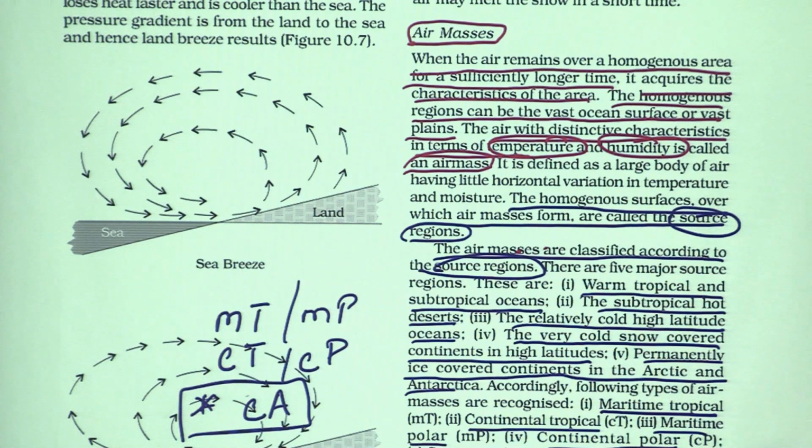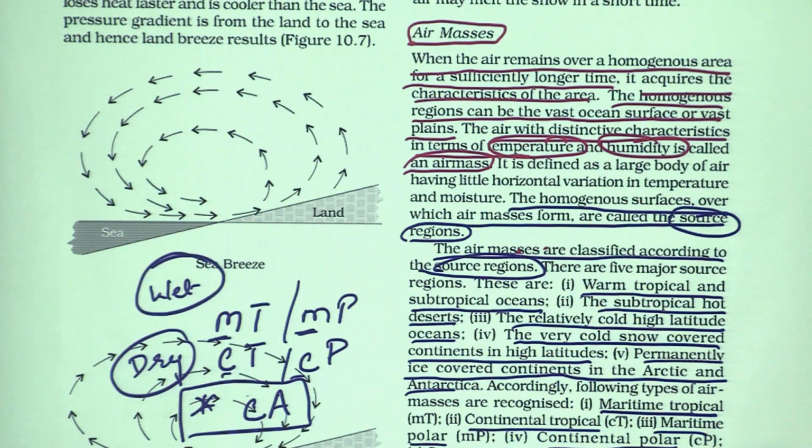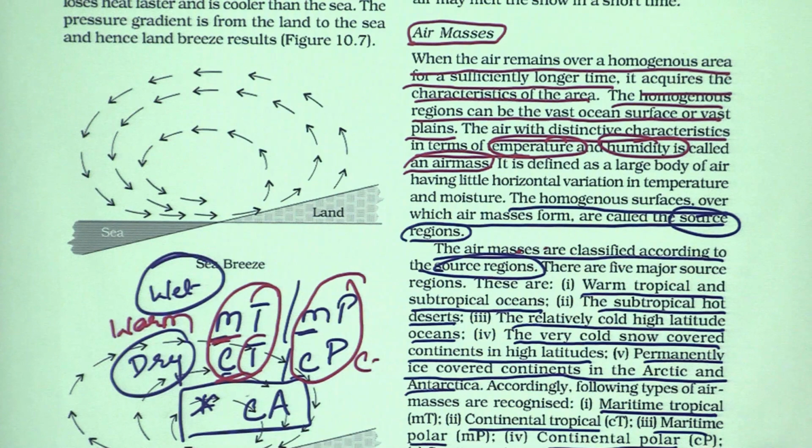If you try to see these, maritime is common here, so the characteristics will be wet for them. And continental is common here, so they will be dry. Remind yourself, what are air masses? Air masses are three-dimensional homogeneous masses of air, and homogeneity is measured in terms of temperature and humidity. So if I am an air mass which is maritime, I will be wet, and if I am a continental air mass, I will be dry. But if I am continental tropical or maritime tropical air mass, let me encircle them together, it will be warm. And if it is polar air masses, it will be cold.